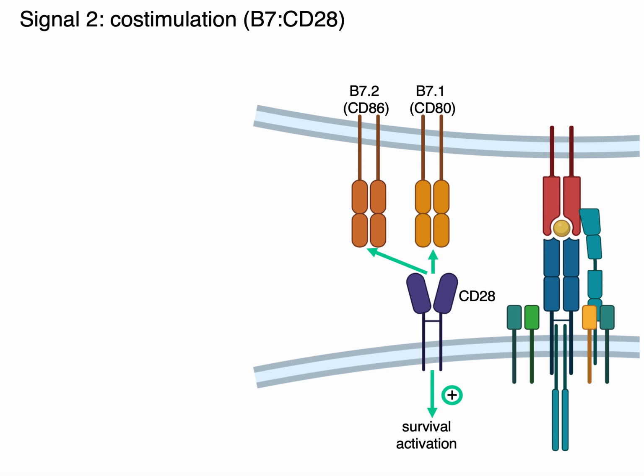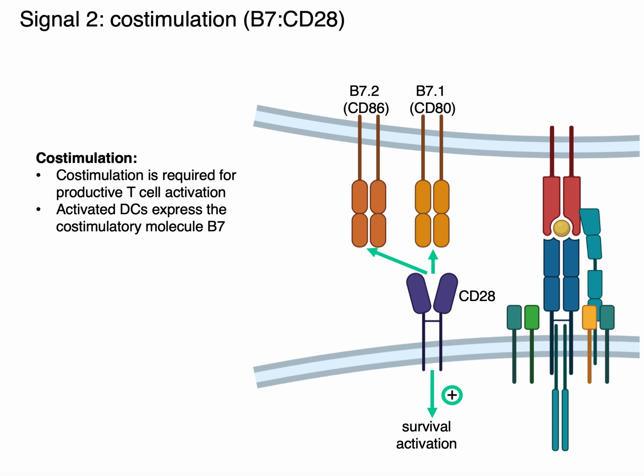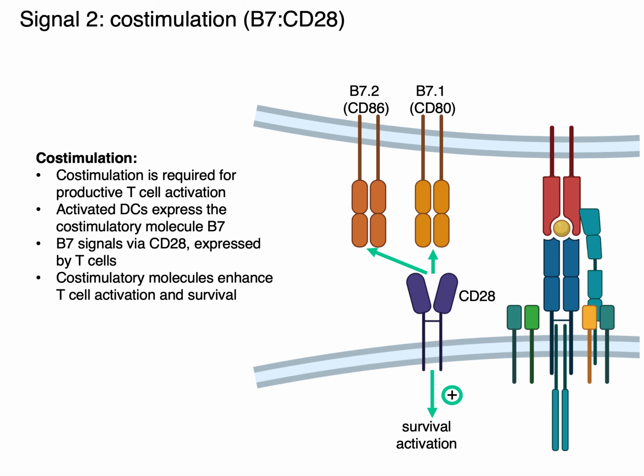This is one way in which a T cell ensures that the response it is about to make is appropriate, because this dendritic cell has been activated by a pathogen. A dendritic cell that hasn't been activated will not express these B7 molecules and therefore will not efficiently activate T cells. So co-stimulation, or signal 2, is required for productive T cell activation. Activated dendritic cells express B7, which binds to CD28 expressed by T cells, and these co-stimulatory signals enhance T cell activation and survival.